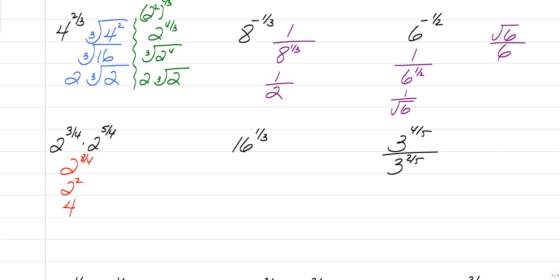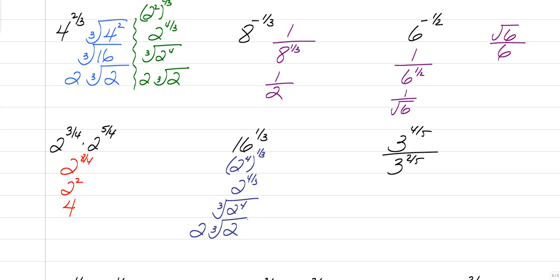Next example, 16 to the 1/3 power. You could change that to the cube root of 16 and break it down with a factor tree, but this time I'm going to show you the other way. Write it as 2 to the 4th power raised to the 1/3. So that's 2 to the 4/3 power. So that is the cube root of 2 to the 4th. And 3 goes into 4 once with a remainder of 1. So we have 2 cube roots of 2.